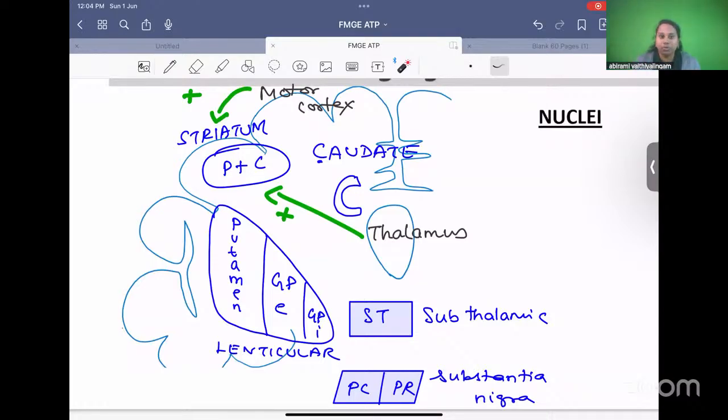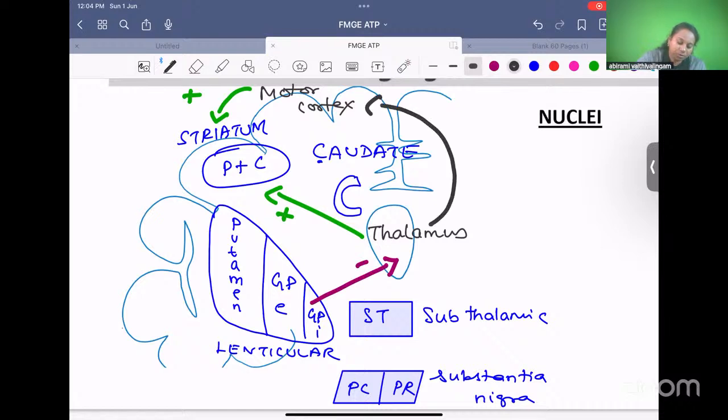What is the output of the basal ganglia? We have one output from GPI to thalamus. This is inhibitory. So the output is inhibitory. And please remember, thalamus is always connected to the motor cortex. That's a connection between thalamus and motor cortex. So what are the inputs into the basal ganglia? Corticostriate, thalamostriate, both are excitatory. What are the outputs? GPI inhibits thalamus, that is an output. And thalamus in turn is connected to the motor cortex.